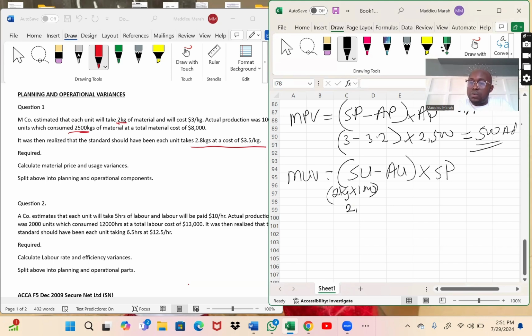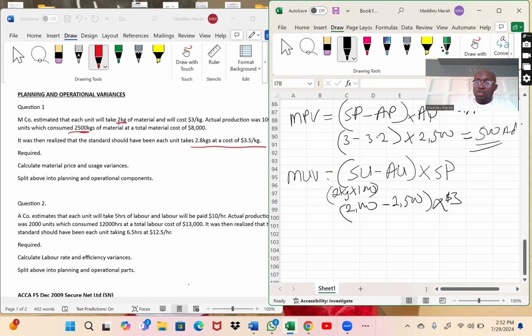This is our standard usage. So this will give us how much? 2,000 minus what's our actual usage? Actual usage is 2,500. Okay, and our standard price remains $3. Put the dollar sign, please. Don't forget. When you're calculating this, always remember to state the formula in full. Don't abbreviate. This is just for tutorial purposes. Please spell the words in full: standard usage minus actual usage multiplied by standard price. And always put the dollar sign. When you're dealing with kg, put the kg sign.